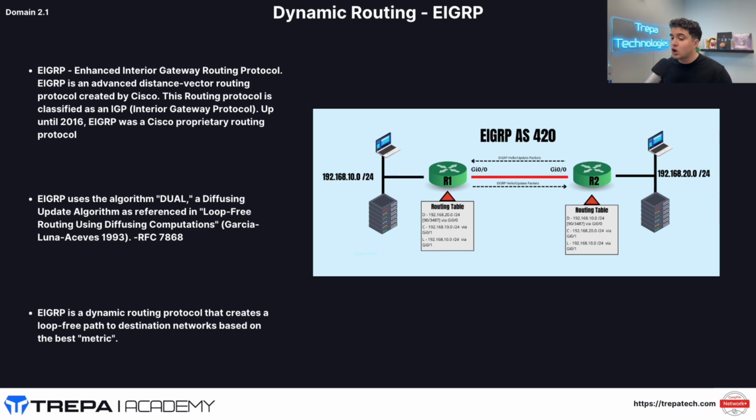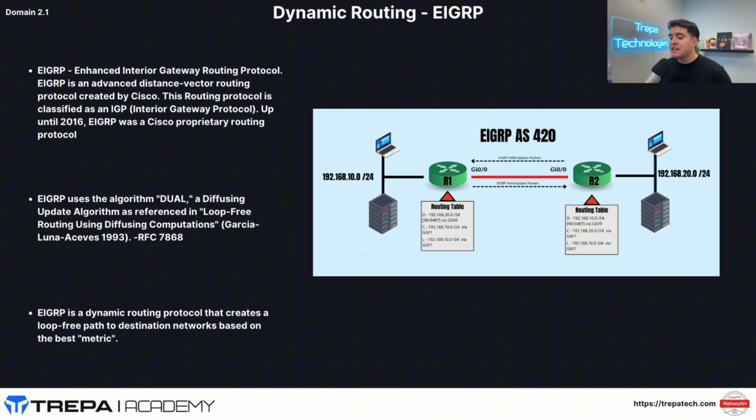It was created by Cisco and really was proprietary for the longest time, but now there's an IEEE standard for it where other vendors can adopt it, but it's not really done. It's still kind of a Cisco protocol. EIGRP uses the DUAL algorithm, called the Diffusing Update Algorithm, as referenced in the loop-free routing using diffusing computations. Whew, that's a mouthful. This was RFC 7868.